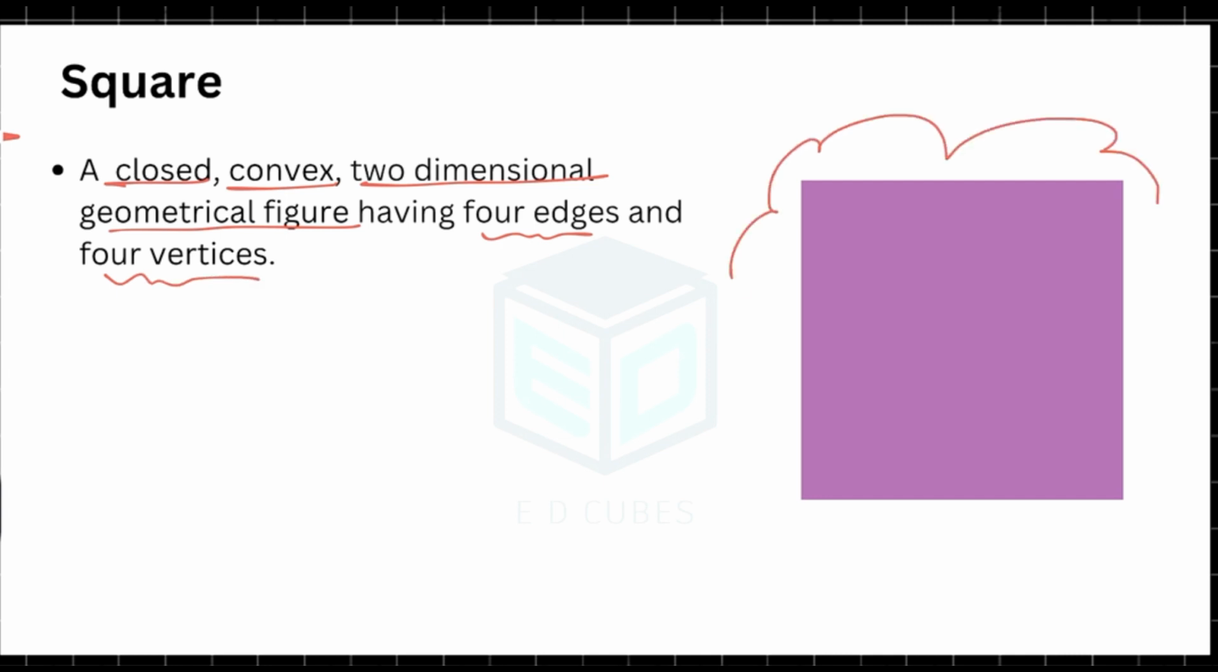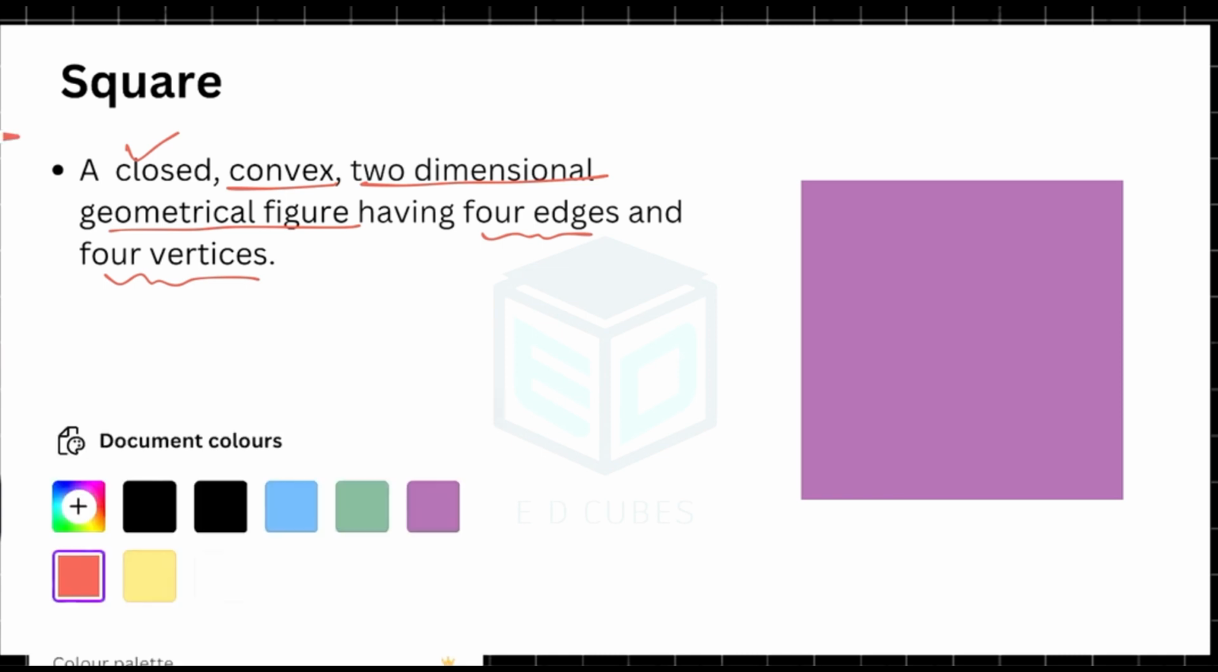See here, is this figure a closed figure? Yes, this figure is a closed figure. Is this figure a convex figure? What did I tell you about a convex figure? The line joining two points should not lie outside the object. The line joining these two points is not lying outside the object, it is lying on the object. Again, this line also lies on the object, and this one, and this one. That means none of the lines joining two points lies outside the object. This means that the object is convex.